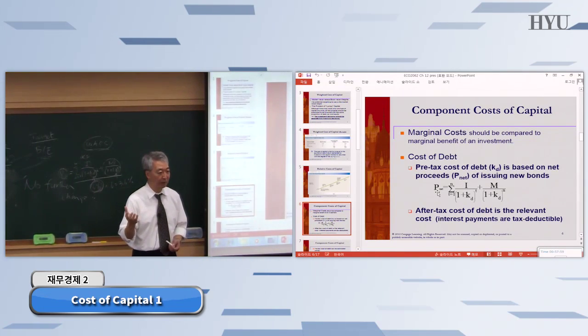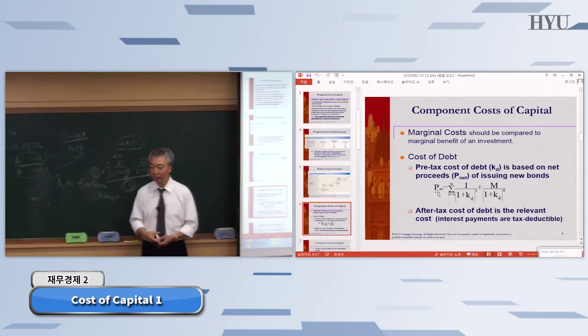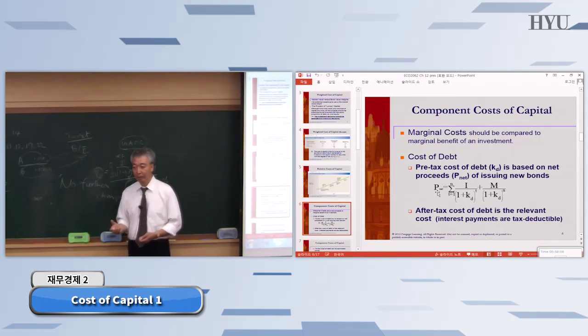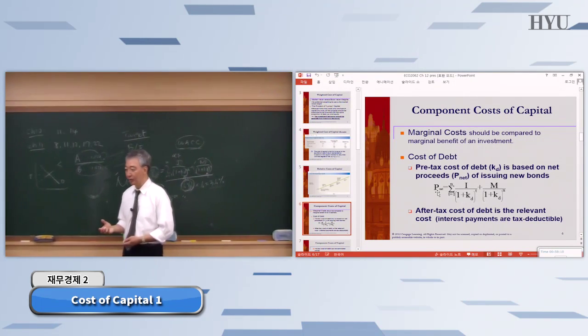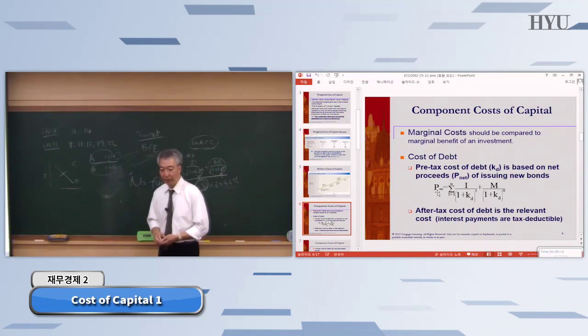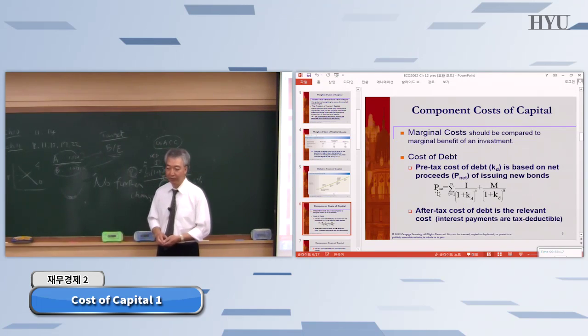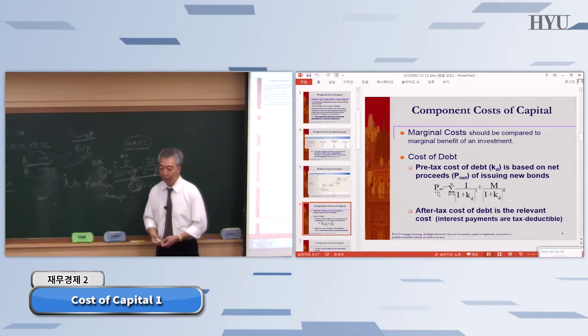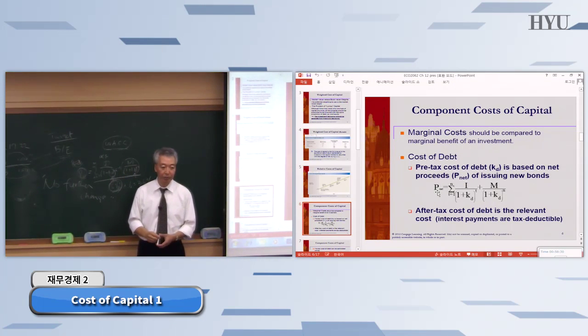Par value is typically $1,000, but that doesn't mean you will receive exactly $1,000 by selling the bond. As you know, in most cases, bonds are sold at a discount. Especially government bonds are sold at a very high discount many times. So this is the net proceed. And we're talking about what we call spread.